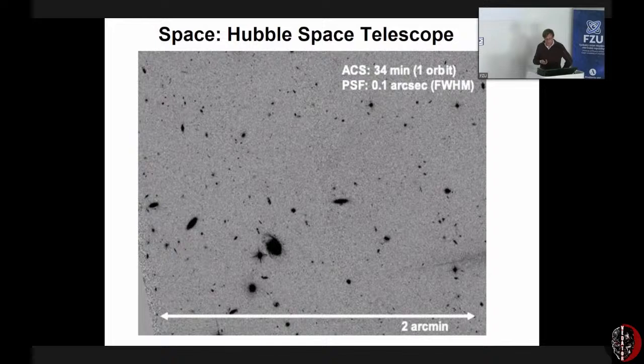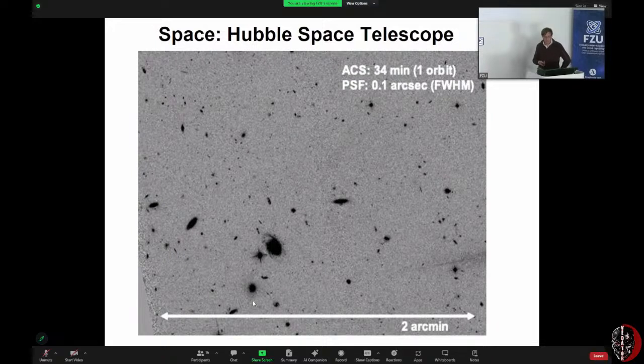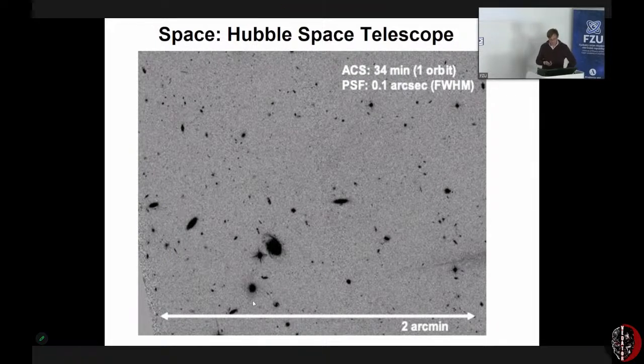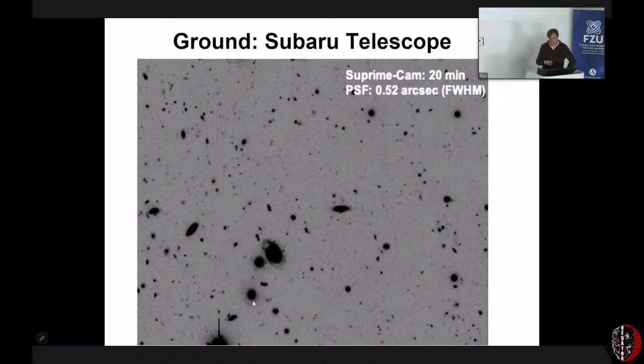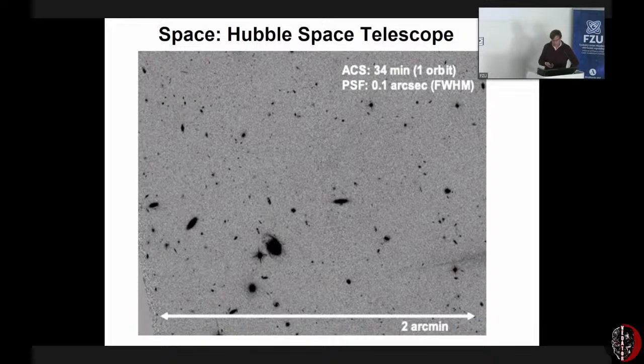Now, how does it compare? You can do better if you go to space, and that's the same patch of the sky imaged by the Hubble telescope, which has approximately 6 times better seeing in this sense, 0.1 arc second. And that's the same patch of the sky imaged by the Hyper Suprime-Cam in Hawaii, 0.5, so a bit better than LSST, right? So switch it back and forth. Yeah, that's a factor of 6 in the seeing.